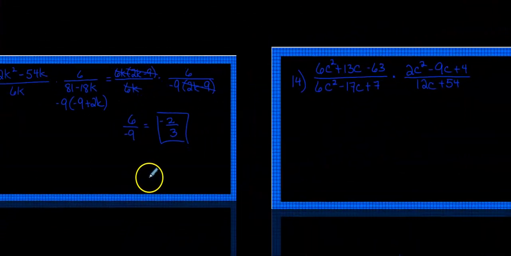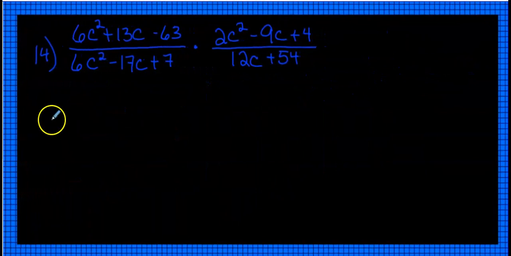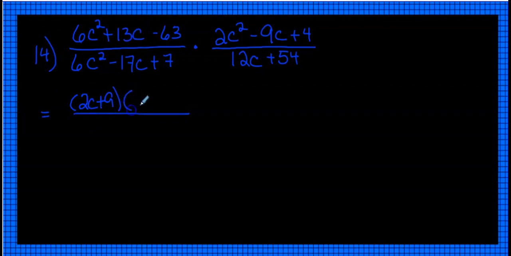Okay, number 14, I'm not going through how to factor these trinomials. If you want to try it, pause your video and come back, you can. I'm going to go ahead and work through it. This first numerator factors to 2c plus 9 times 3c minus 7. This denominator factors to 2c minus 1 times 3c minus 7.